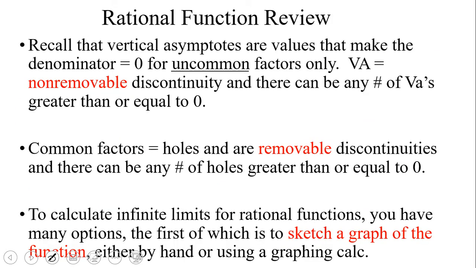So a little reminder about rational functions, since again, it has to be a rational function in order for a vertical asymptote to be there. Recall that vertical asymptotes are things that make the denominator equal to 0 for uncommon factors only. Remember that a vertical asymptote is a non-removable discontinuity, and there can be any number of vertical asymptotes greater than or equal to 0. So you could have none, or you could have 1, 2, 3, 4, 20 of them. Remember that a hole is the result of a common factor, so that's why factoring the problem is very important, and these are called removable discontinuities. And there can be any number of holes greater than or equal to 0. It's possible there could be none, or there could be as many as we feel like giving you.